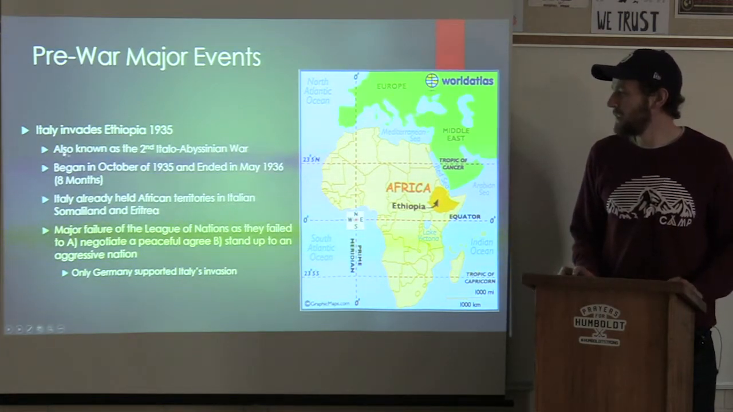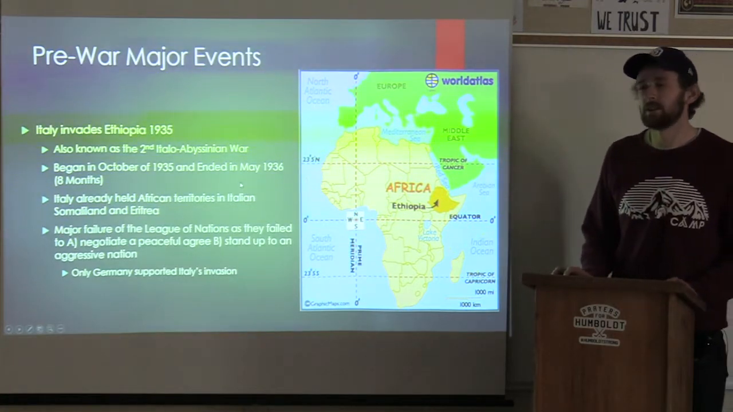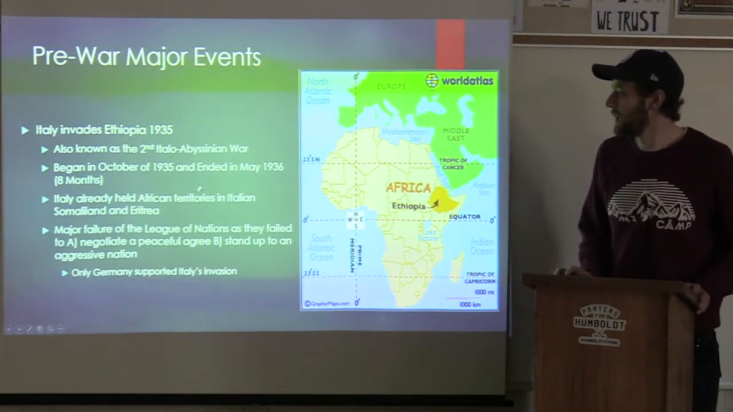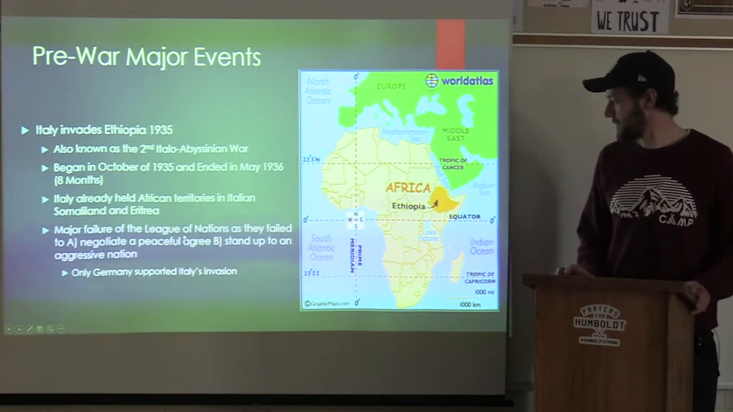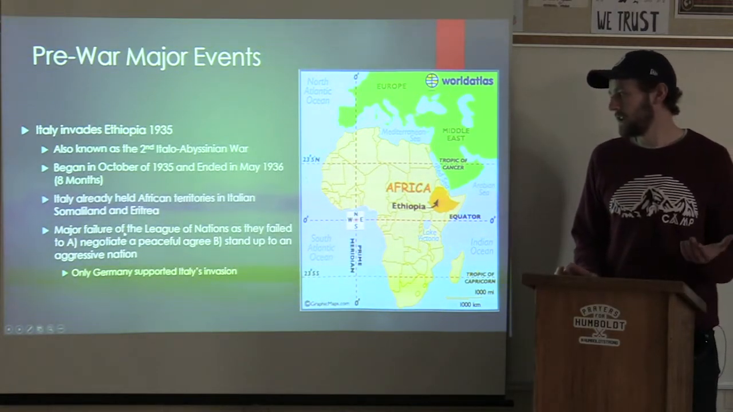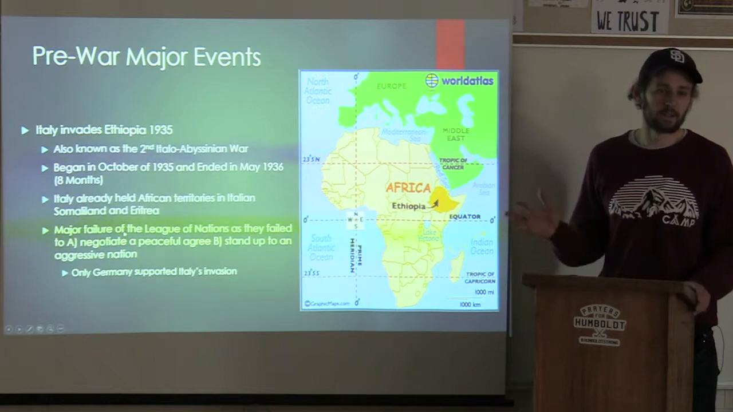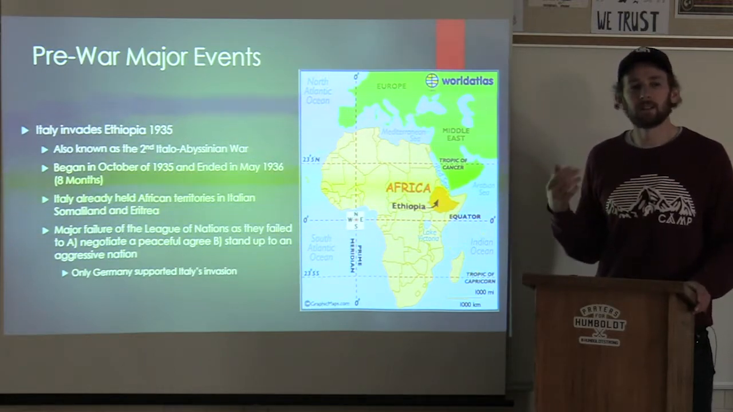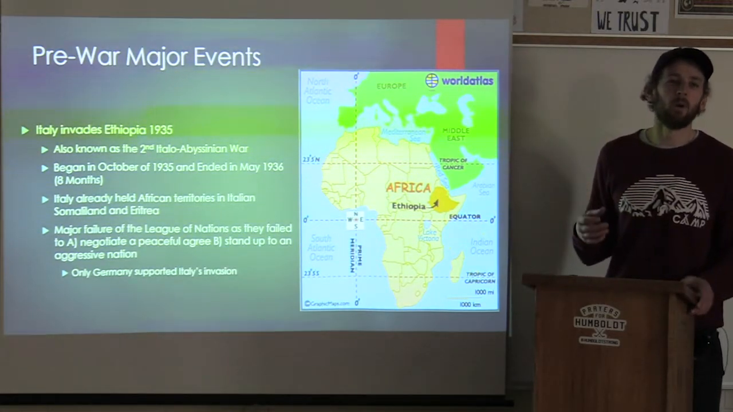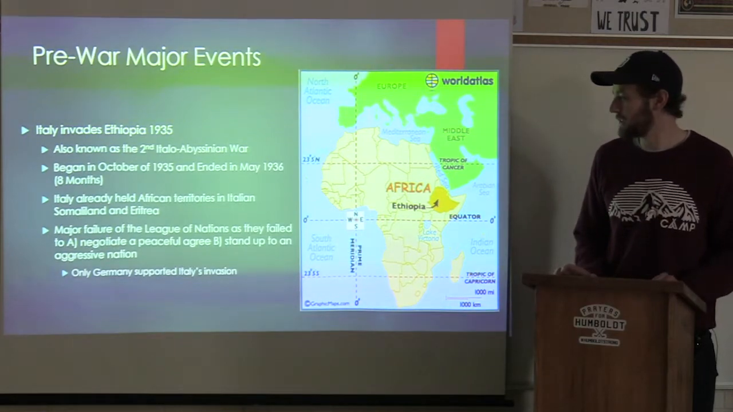So Italy invades Ethiopia in October of 1935, and that conflict lasts until May of 1936. So it lasts 6-7 months, but eventually the Italians do take it. The Italians chose Ethiopia, or as it's called then, Abyssinia, because they had Somalia above it and they had Eritrea below it, and they just wanted to kind of connect their colonies together.